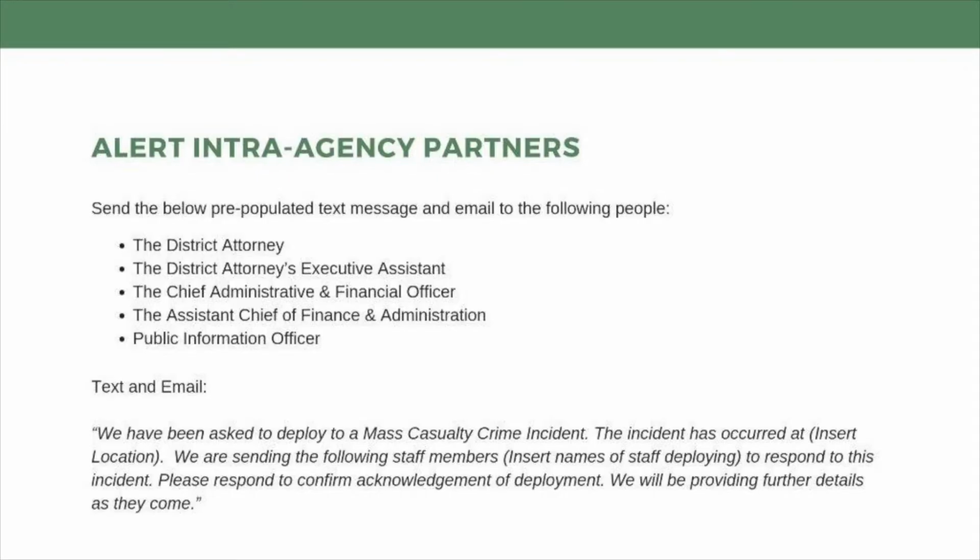Alerting interagency partners. If deployed, you'll want to notify the executive staff of the San Francisco District Attorney's Office. Please send the following pre-populated text message and email to the following people: the District Attorney, the District Attorney's Executive Assistant, the Chief Administrative and Financial Officer, the Assistant Chief of Finance and Administration, and the Public Information Officer for the San Francisco District Attorney's Office. The template email below will need to be completed with the location our advocates are deploying to, as well as the names of the staff who are deploying.